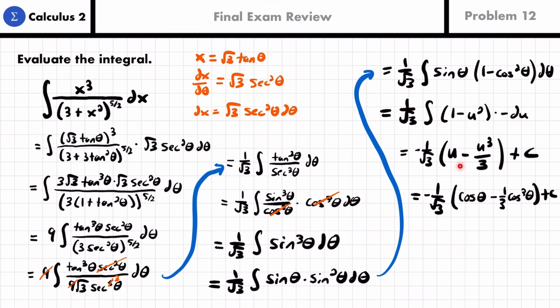All right, so now we're back into terms of theta, but we're actually not done yet, because remember, our original integral was in terms of x, right? We used a trig substitution to get it in terms of theta, so that we could then eventually integrate it as we did.